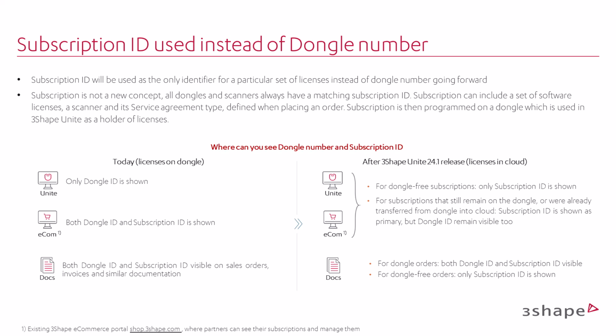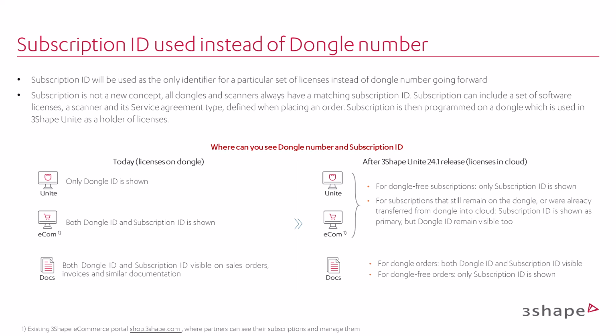Previously, a dongle served as the holder of licenses, identifiable by its dongle number. However, with the transition to cloud-based licenses in 3Shape Unite, the subscription ID becomes the primary identifier. In 3Shape Unite 24.1, both the dongle ID and subscription ID will be visible in the e-commerce portal and on documentation such as sales orders and invoices.